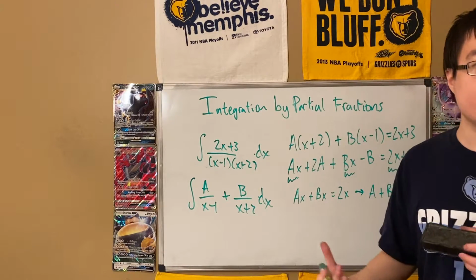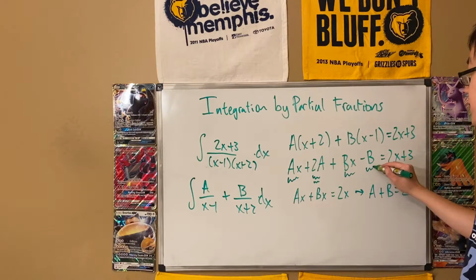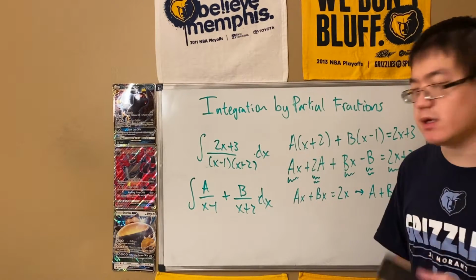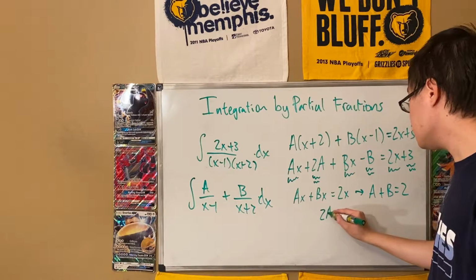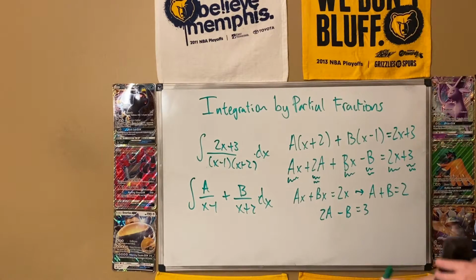Finally, I have my not x's equation. So that's going to be 2a, because that doesn't have an x, a minus b, that doesn't have an x, and also the plus 3. So this is going to be my constant equation. Going to be 2a minus b equals 3. So those are going to be my two equations.